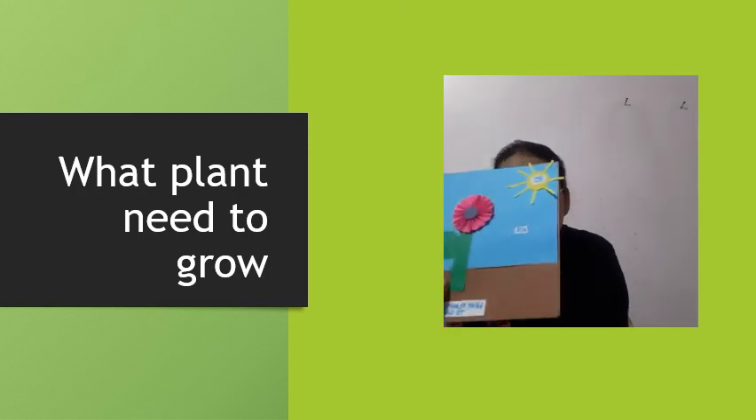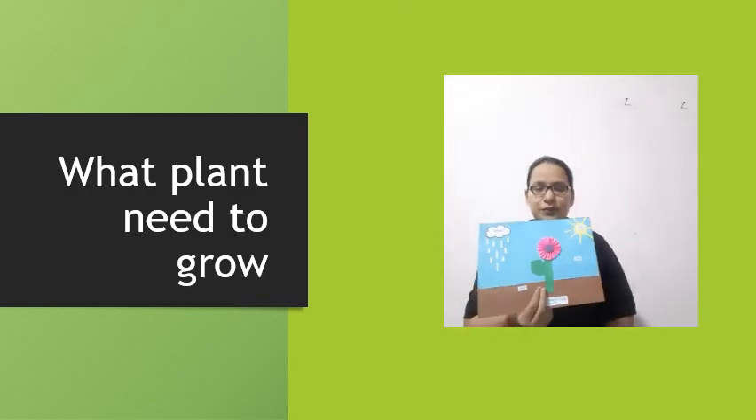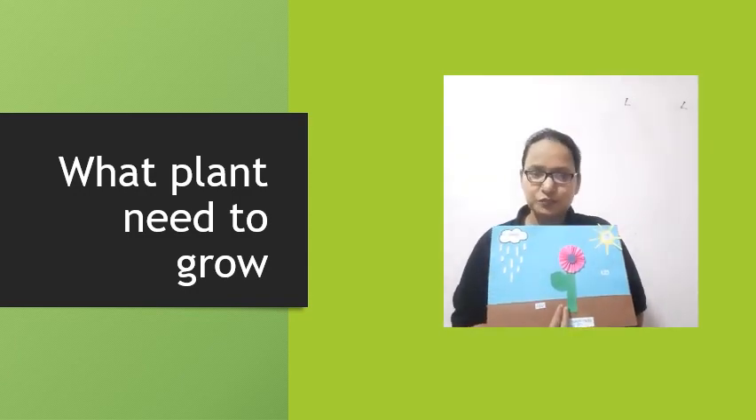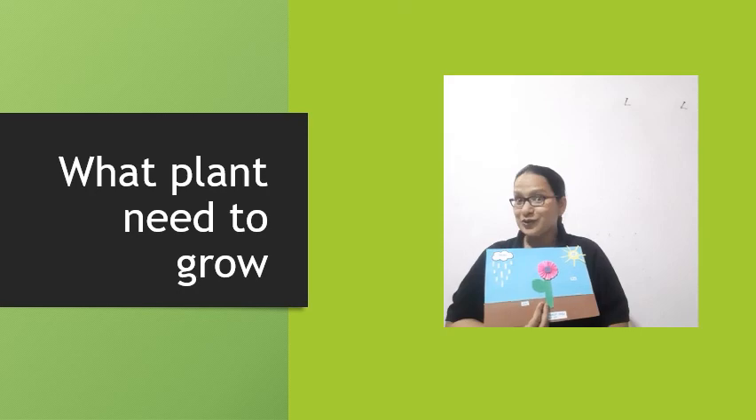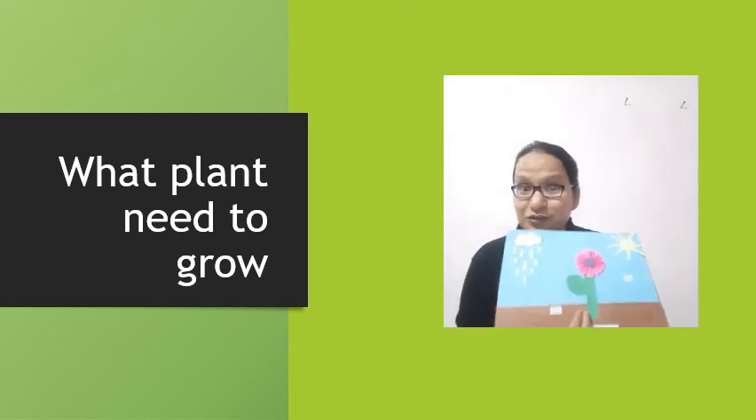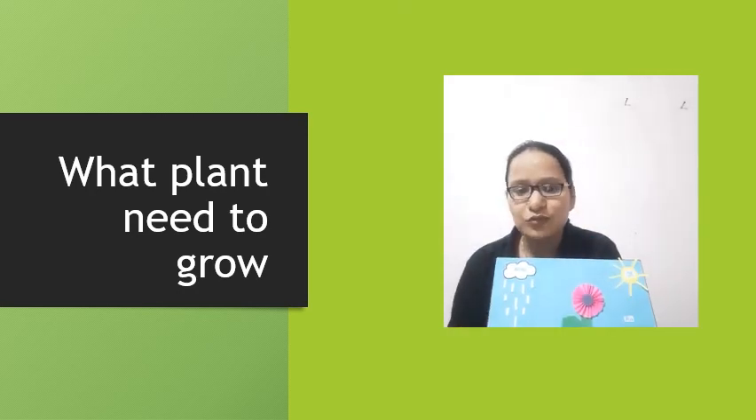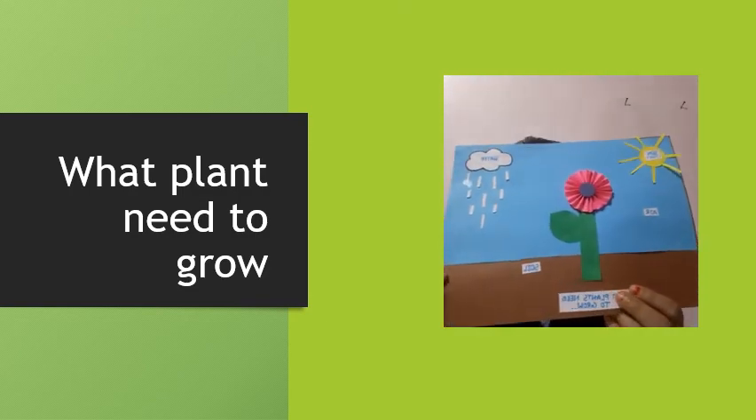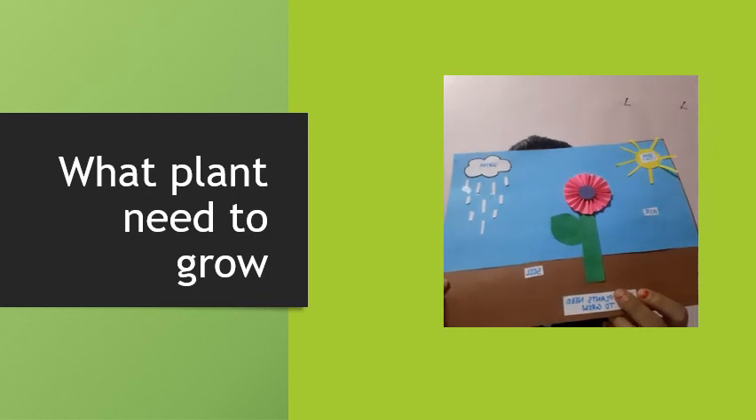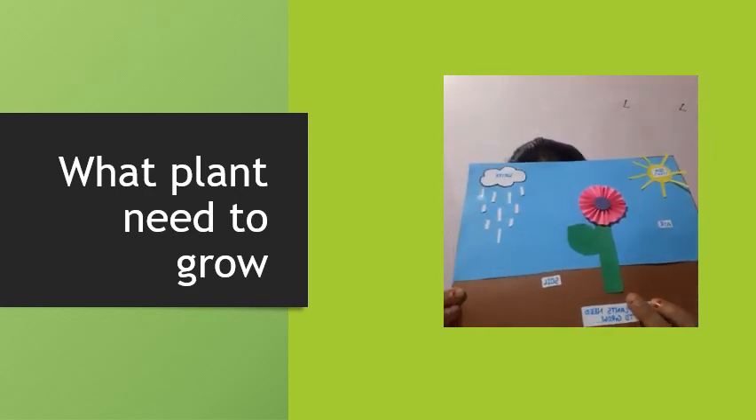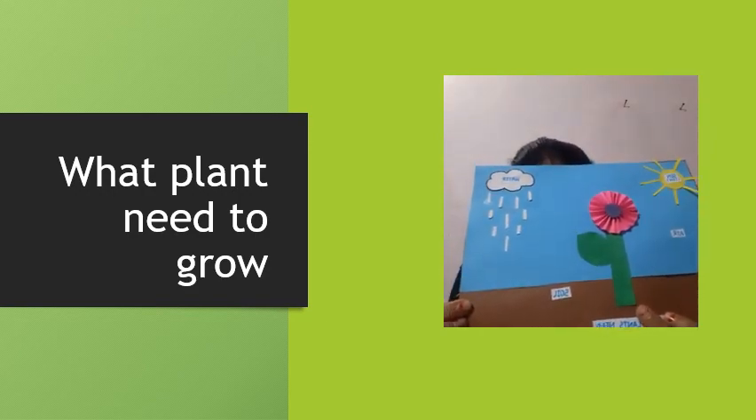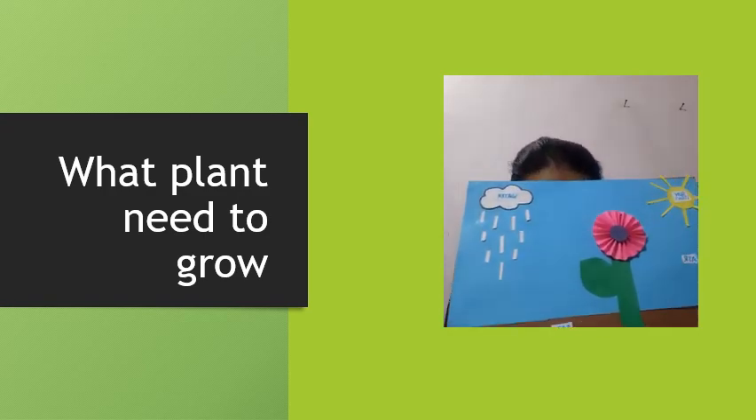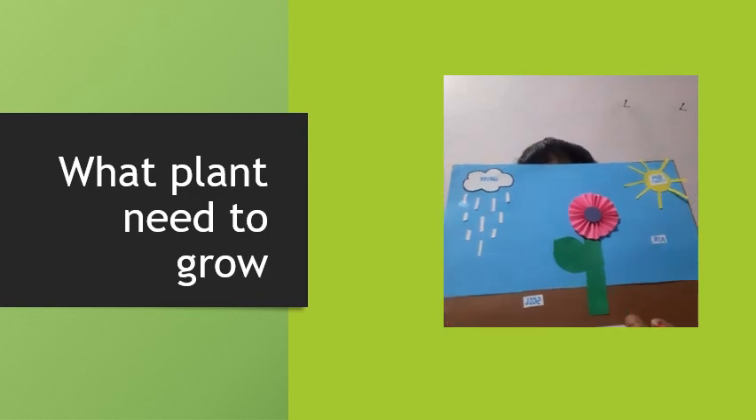And the third and very important thing which a seed needs to grow is water. Like us, plants also need water. Plants can get water from rain. When it does not rain, the farmer waters the plants using water sprinklers or water cans.